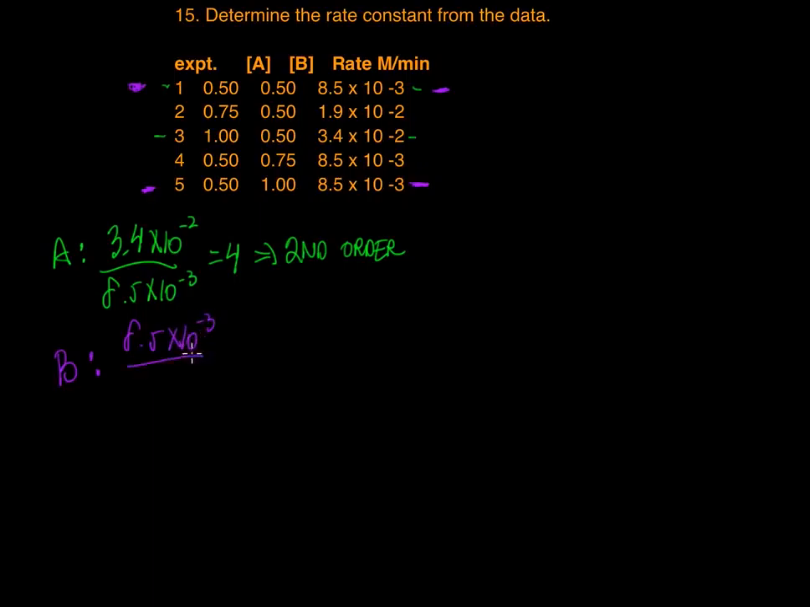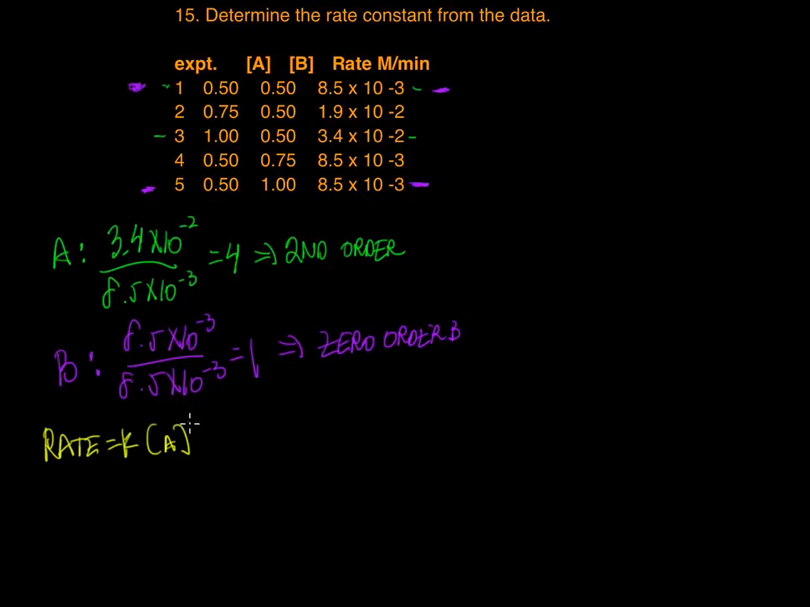We'll write out what's going on in my mind here. I'm dividing the rates and I get 1. So that tells me that the reaction is 0 order with respect to B. All of this work requires us to figure out the rate law. And after all of this work, I have figured out that the rate law is equal to k, a rate constant, times the concentration of A to the second power, times B to the 0th power, which is just equal to k[A]^2.